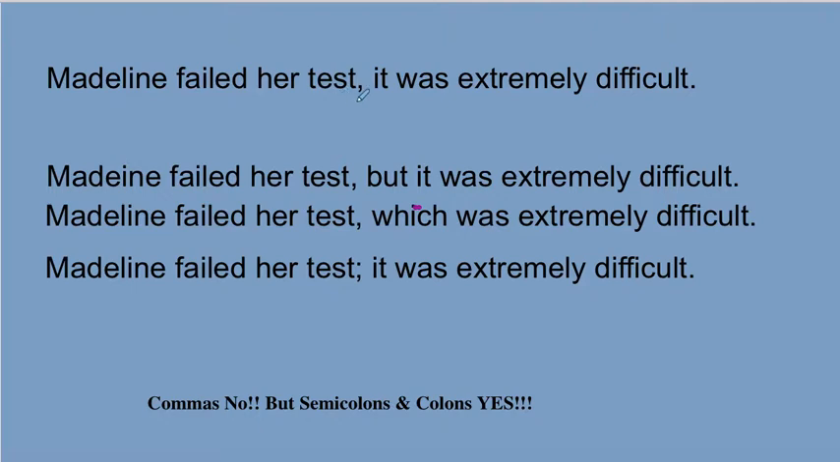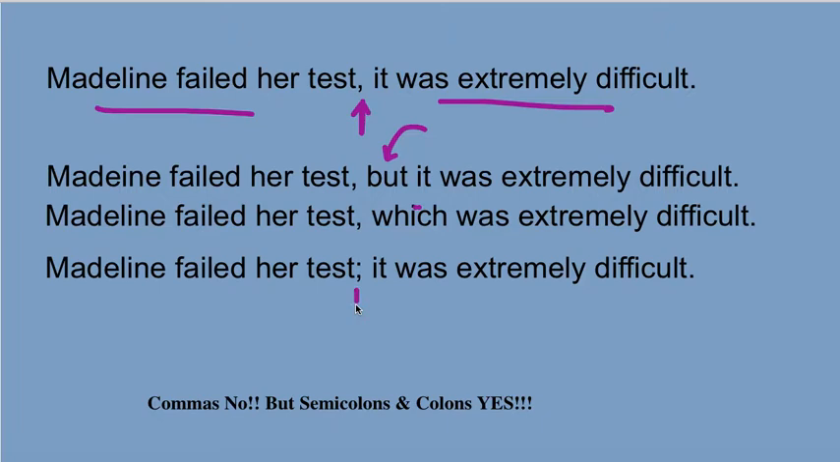Madeline failed her test, comma, it was extremely difficult. These two are complete thoughts, so you would not want to use a comma here. You could replace them both with periods. Madeline failed her test, period, it was extremely difficult. You could change it to make it an independent clause with a dependent clause by adding that dependent word marker, but. So, but it was extremely difficult, or which was extremely difficult.